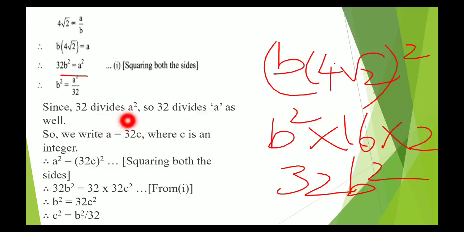Since 32 divides a square, so 32 divides a as well. So we write a is equal to 32c, where c is an integer. Therefore, a square is equal to 32c the whole square. I have squared both the sides. This is the statement, a is equal to 32c. I am squaring both the sides. Since I know that a square is equal to 32b square from statement number 1, I will write here 32b square in place of a square.